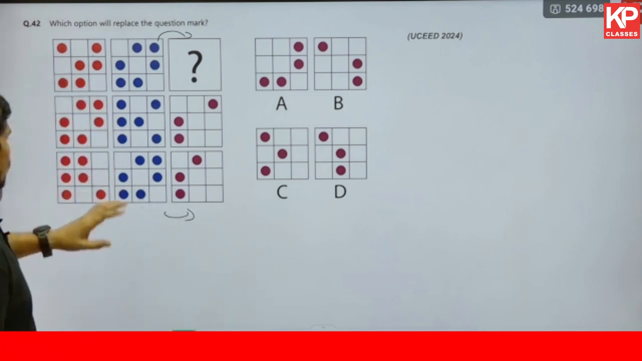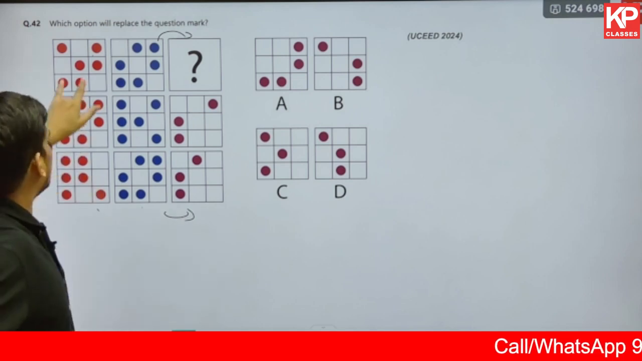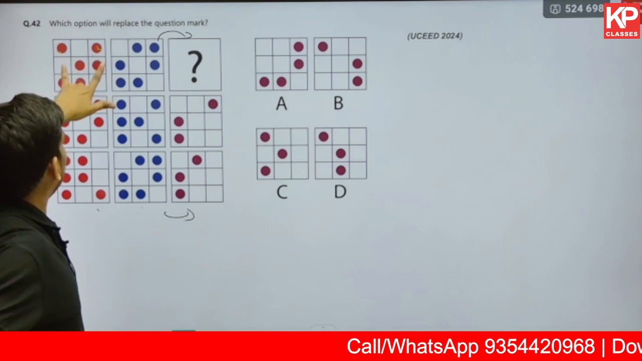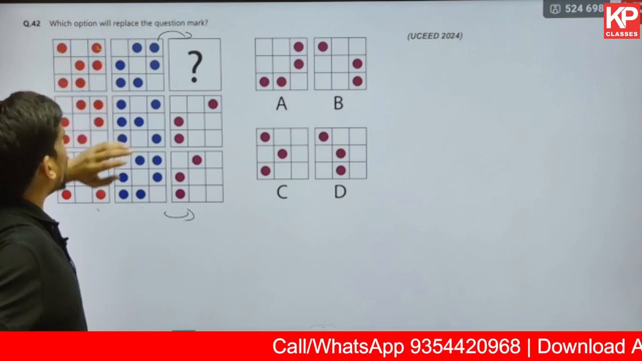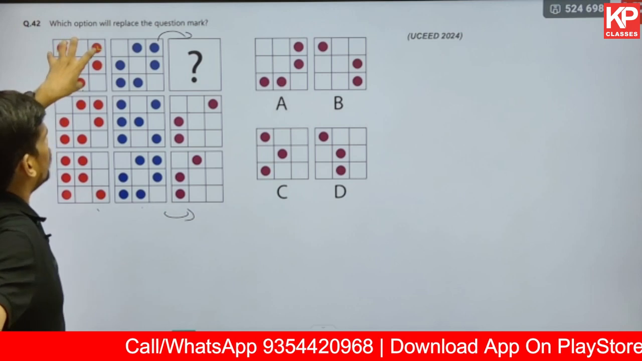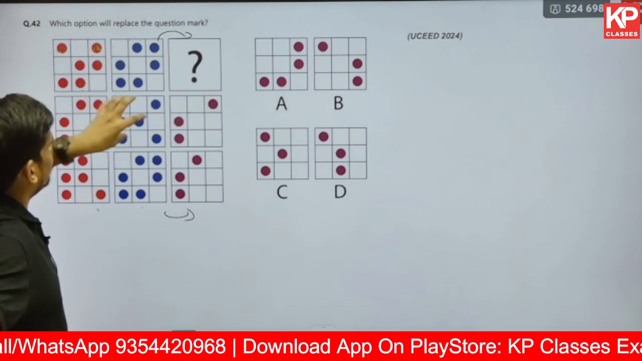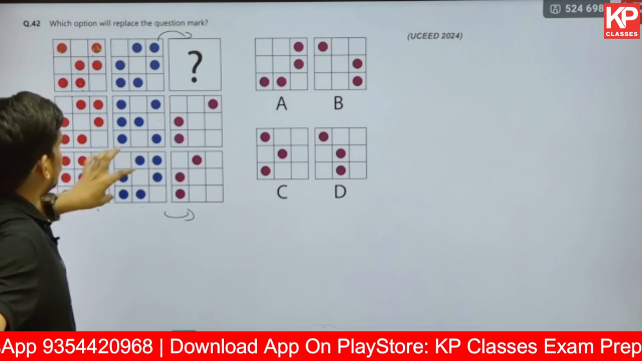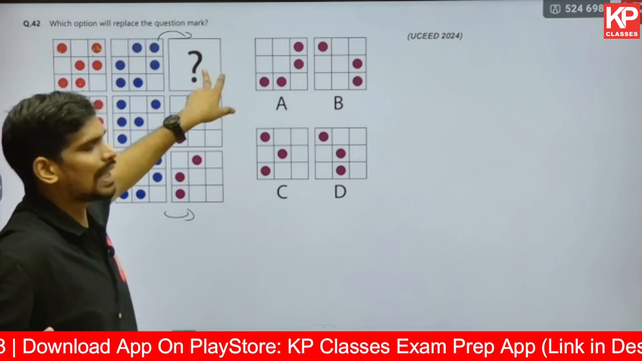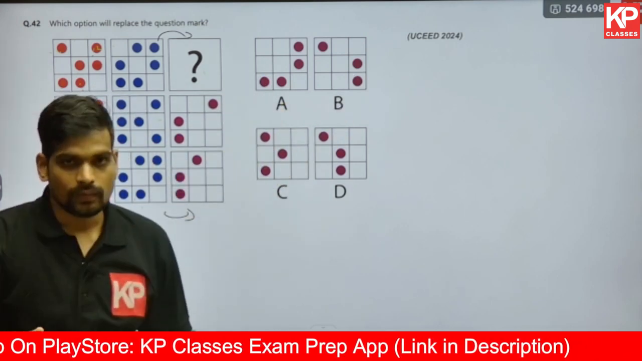If I talk about my approach, I probably started by seeing if there is a trend which you can observe. So two over here, the same two are shifting over here. But if you observe, how many dots are you having? There are six over here, six over here. Here you have six, six and three, six, six and three. So should the answer have only three dots? Probably yes. There are three options with three dots, but one with four.